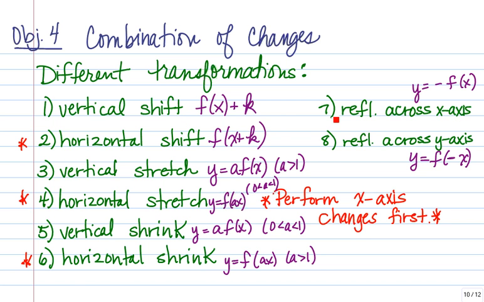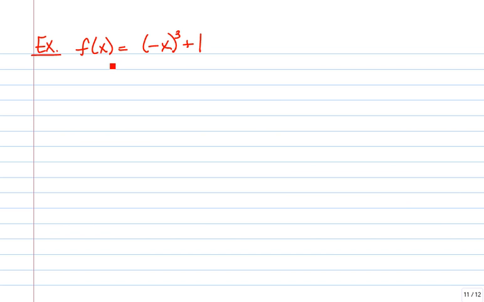And then a reflection across the x-axis. So you would need to do those first, and then you could do all of the other y-axis changes. So let's look at an example. We have f of x is equal to negative x cubed plus 1. What would we need to do here?